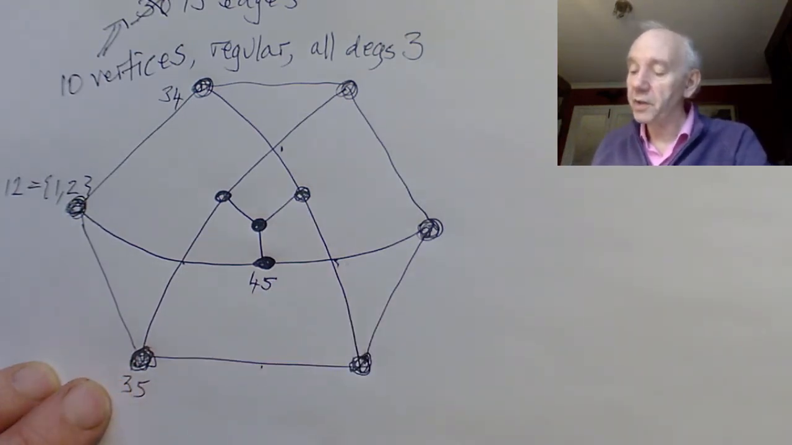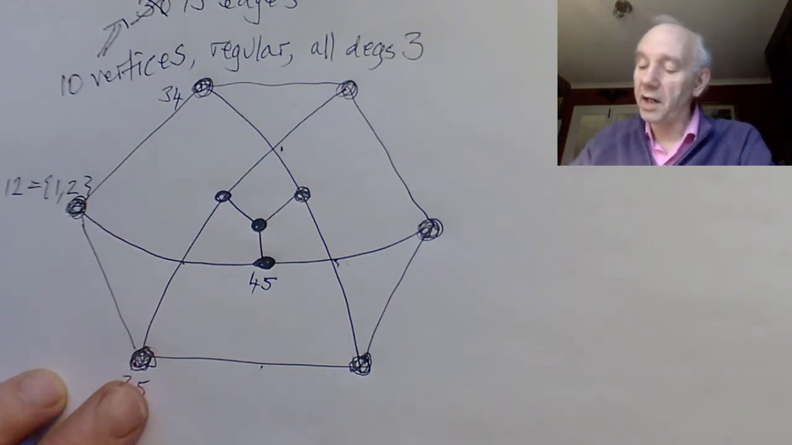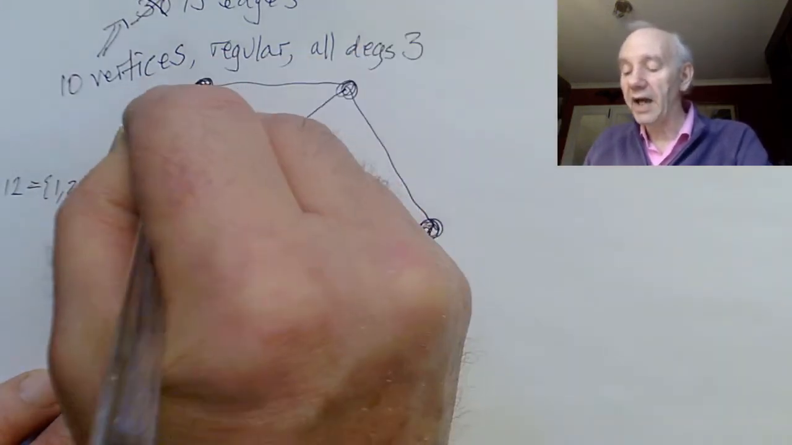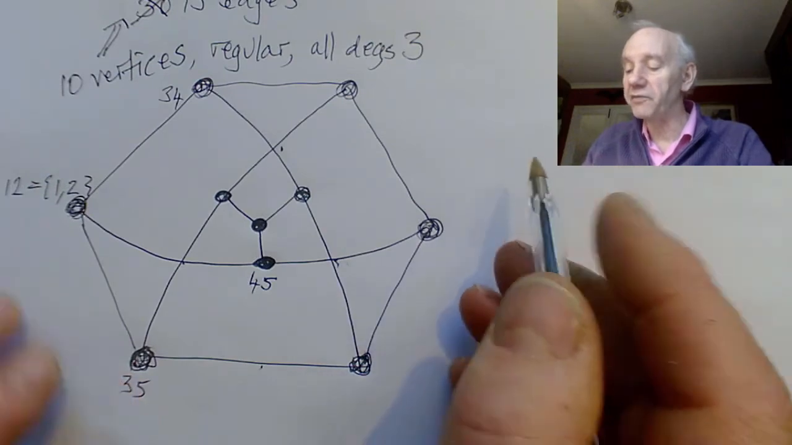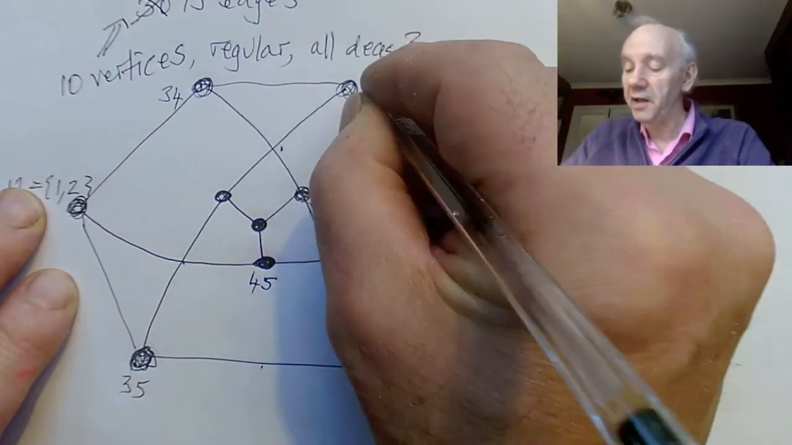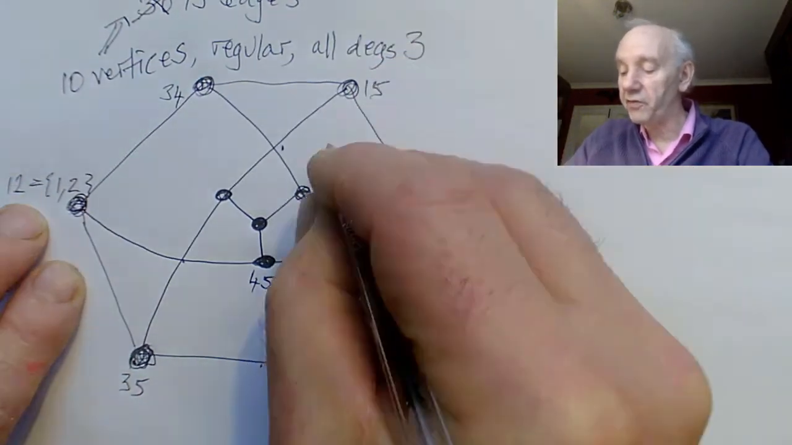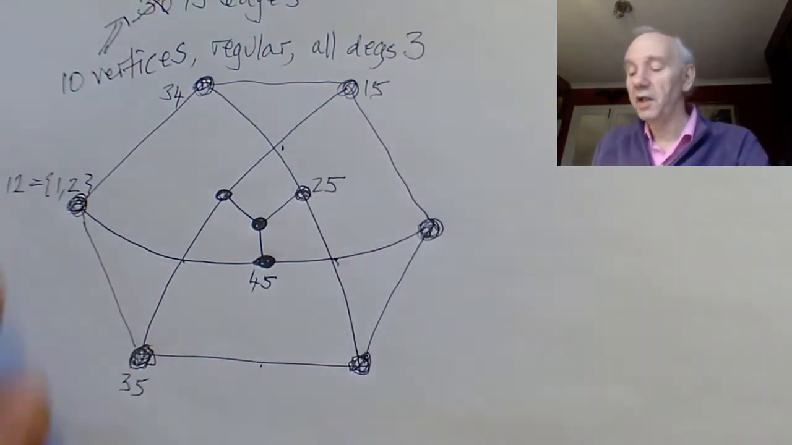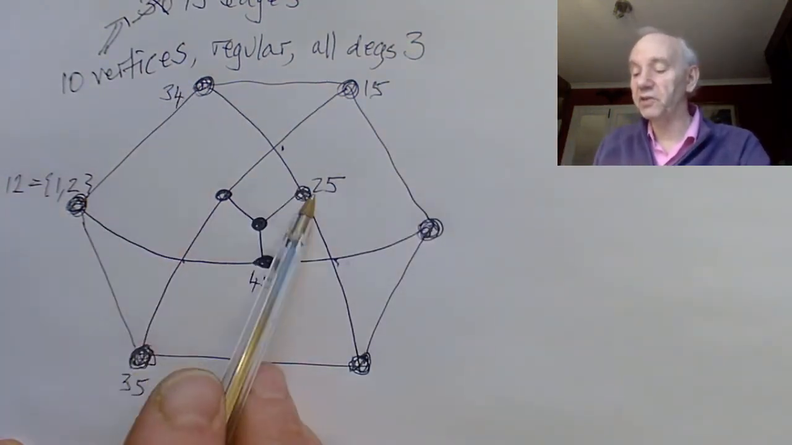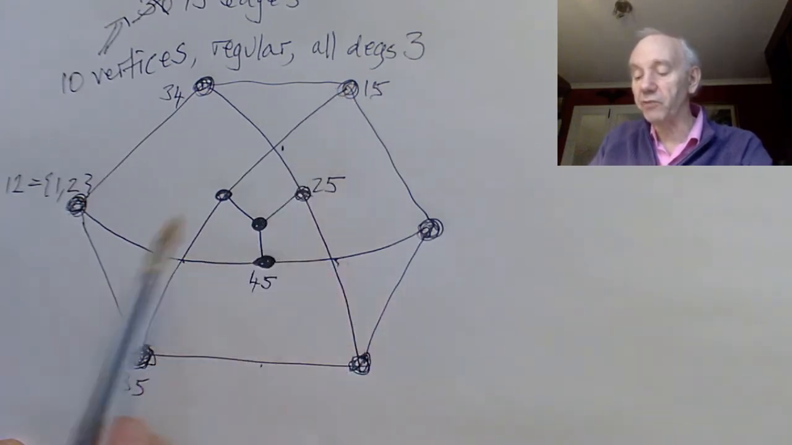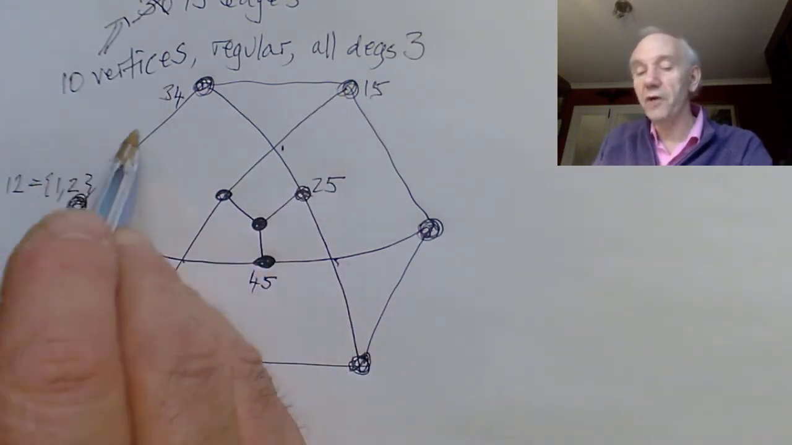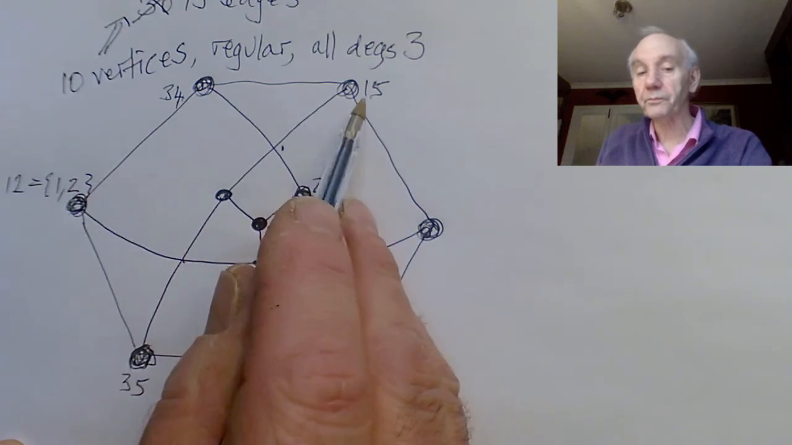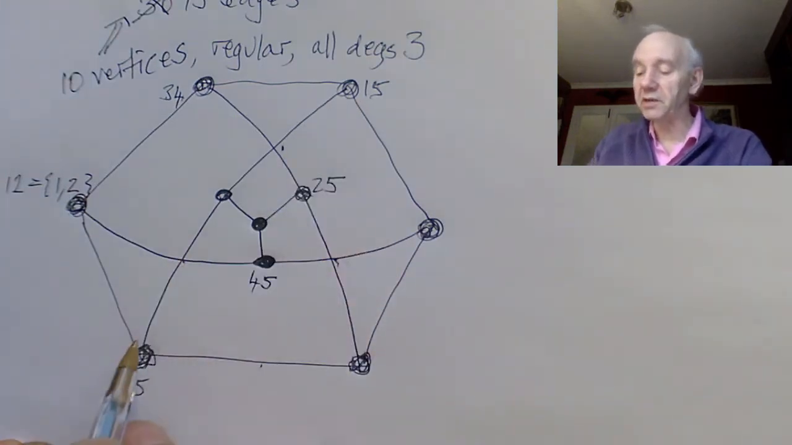I need to look at 3, 4. That leaves me 1, 2, and 5. So this could be 1, 5 here, and this could be 2, 5. I'm still sticking to the rule that adjacent vertices correspond to subsets. Remember, these two numbers really represent a subset with no two elements in common. Okay. The point is I can do the whole picture that way.